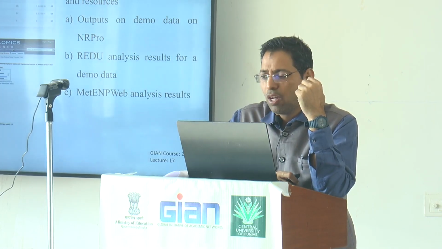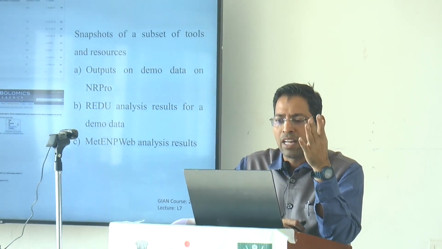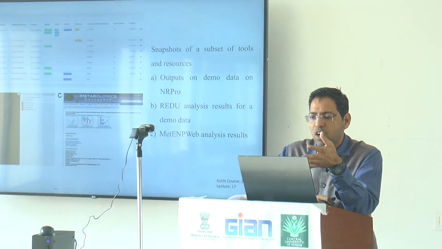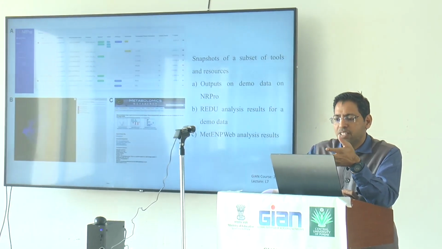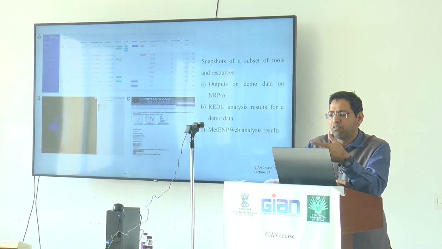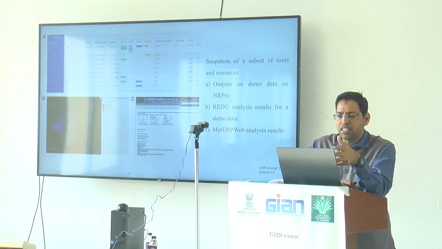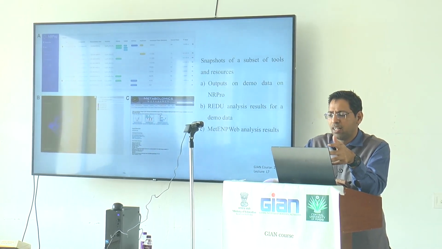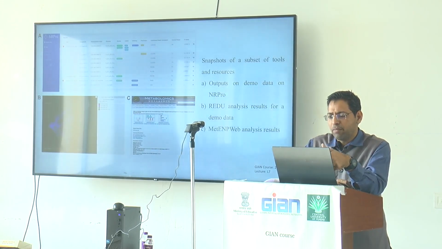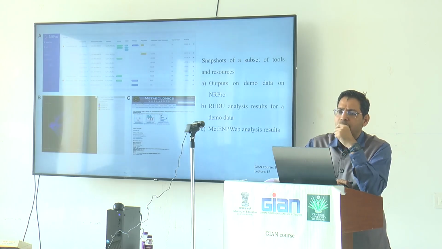That is the NR Pro. Output on the demo data on the NR Pro, you can see 5 compounds, their monoisotopic mass, their formula, the ring number, and the PubChem entry of these metabolites, the score, peak, and the p-value. By this you can also identify the redo analysis carried out for the demo data, and the Metabolomics Workbench is also available here, that is the MetaboAnalyst result. So you can use these types of software, which are available online, for your particular purposes.